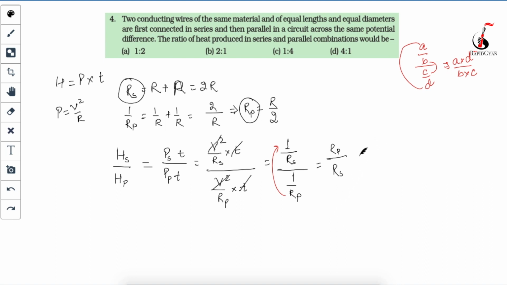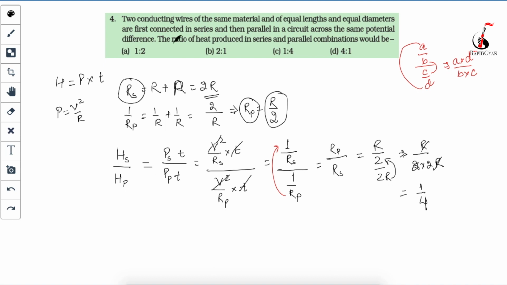What was the value of your Rp? See here, check here, the value of Rp is R by 2. So put here R upon 2 divided by 2R. So what will happen? This will come here, so this will become R upon 2 times 2R. See here, R and R cancel. What will you get? You will get 1 upon 4.